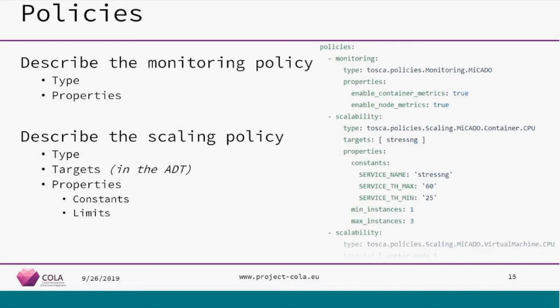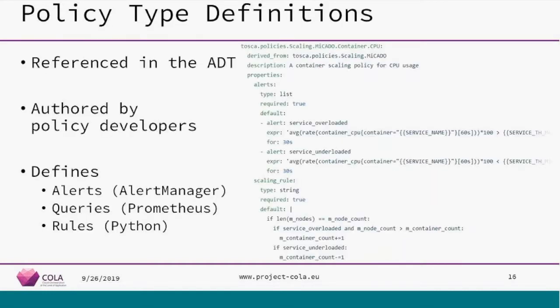As well as these targets, we provide some constants, which in this case are a couple of thresholds, and we provide some limits. So those are the upper and lower bounds on how far we want this particular stress-ng instance to scale up and down. And then we'd have another scalability policy to follow that, which would target the compute nodes. Obviously, there's a bit of magic going on here because certainly there needs to be some scaling logic somewhere, and that's kept in what we call a policy type definition.